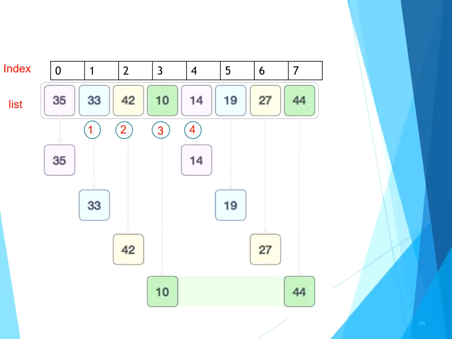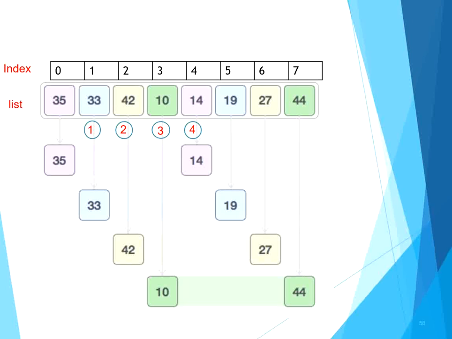In this example, you see the first element is 35. We start counting from the next element: 1 is 33, 2 is 42, 3 is 10, and at 4 it's 14. So at the interval of 4 we have this element 14, and we will compare 35 with 14. Now the next element is 33. Then we again start counting from the next element, 42, which is 1. Then 2 is 10, 3 is 14, and 4 is 19. So 33 will be compared with the element 19, and so on.